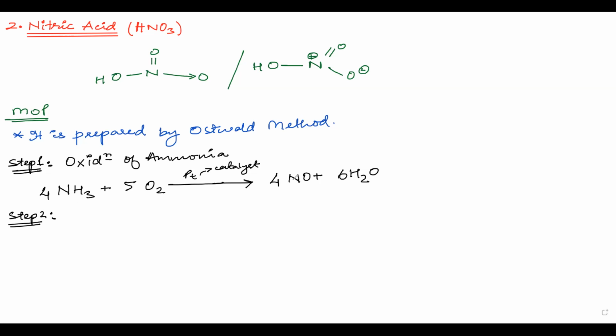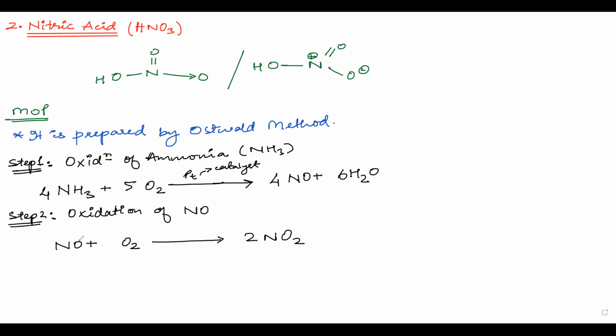Step 2 is oxidation of NO. Because as you can see, first ammonia. Ammonia is NH3, which does not have any oxygen. So first we did a first step of oxidation and got NO, and we further oxidize it. Oxidation of NO: NO plus O2 will give us 2NO2. If you want to balance this, just write 2 here. So this is balanced. We got NO2.